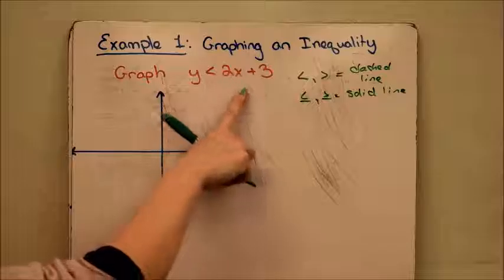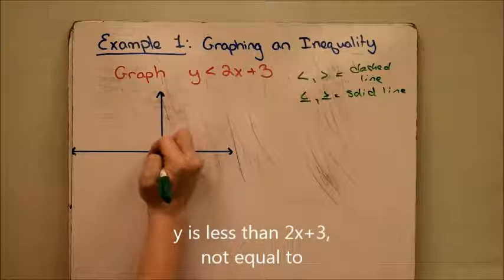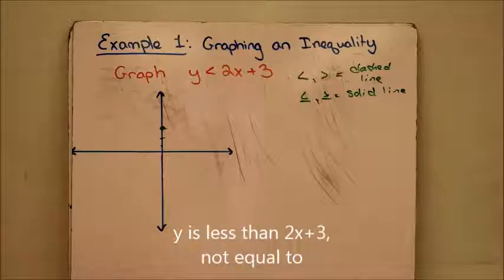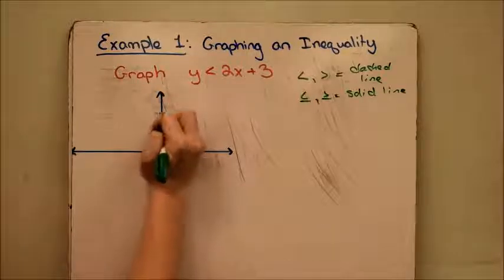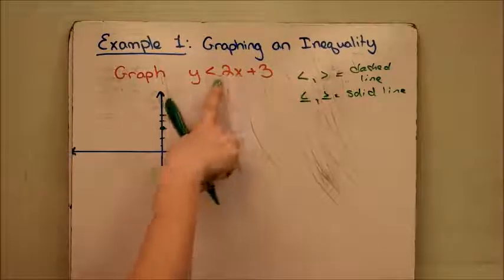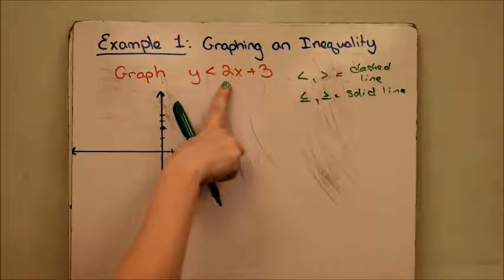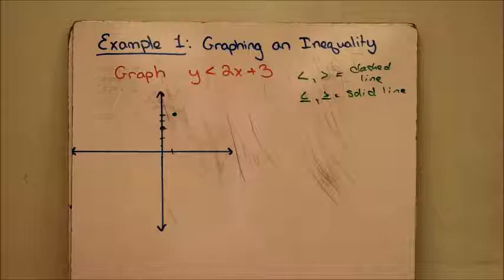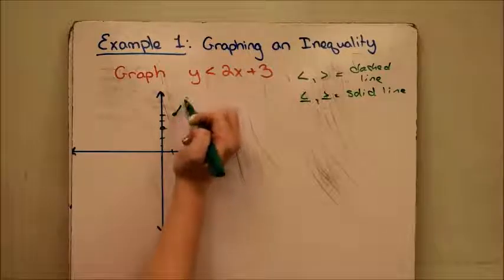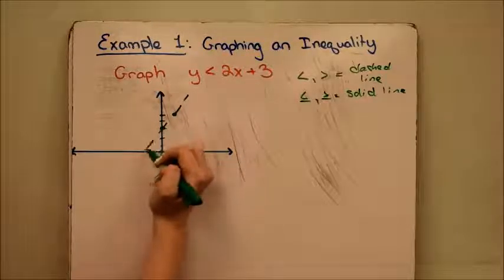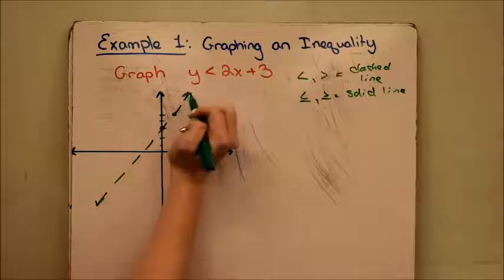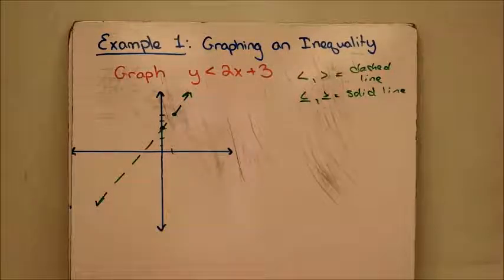Okay, so let's graph this like it were a line. This is y equals mx plus b. We're going to start with 3 on our coordinate plane. We're going to go up 2 and over 1 because our slope is 2 over 1 and draw another point. Like I said, this is going to be a dashed line, so it's going to look something like this. That's our boundary line, but we're not quite finished yet. We have one more step.